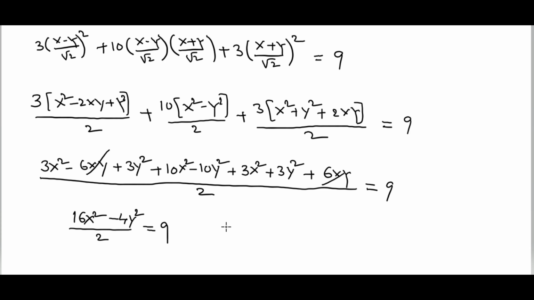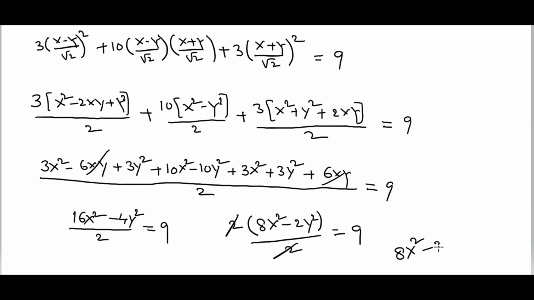So take 2 common in numerator, that is 2 into 8x square minus 2y square, by 2 is equal to 9. So 2 cancel. So that is 8x square minus 2y square is equal to 9. That is the answer.